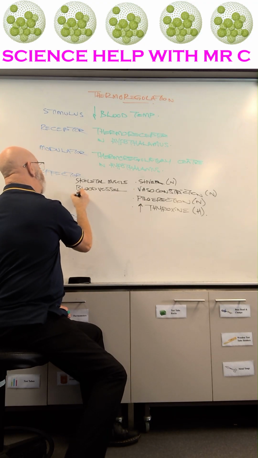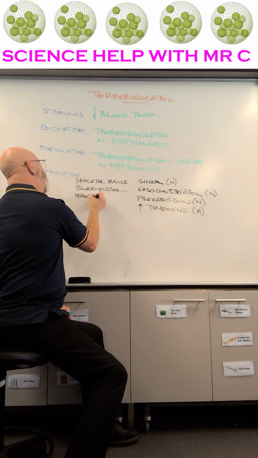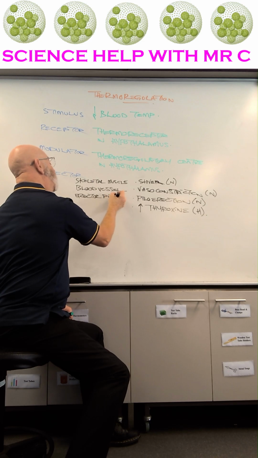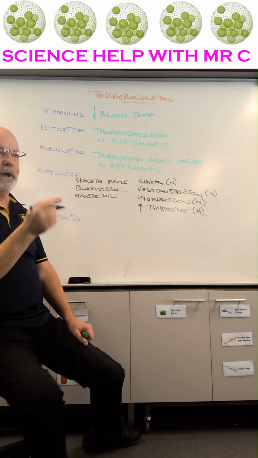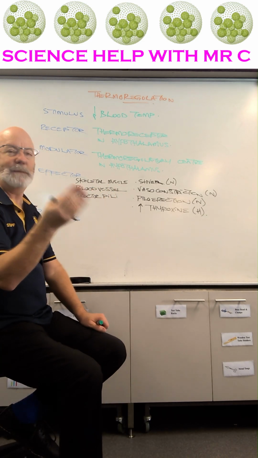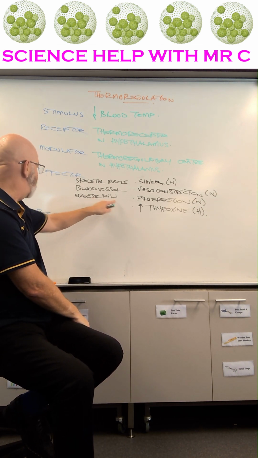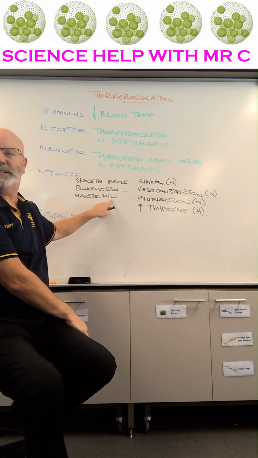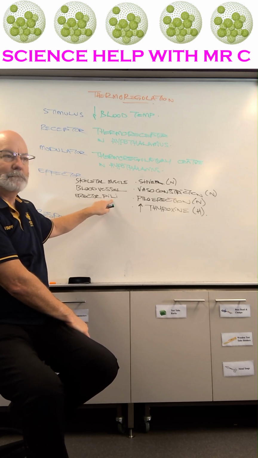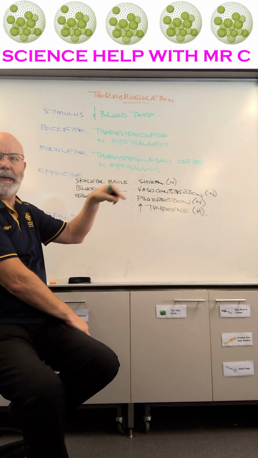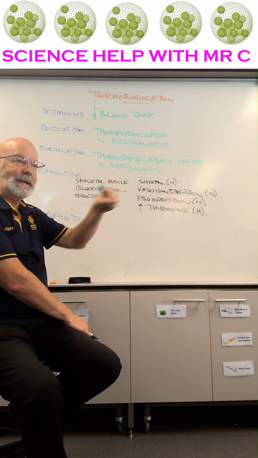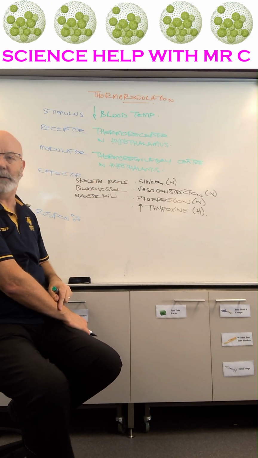Piloerection, again, that's the erector pili. They do accept the word goosebump, although I don't agree with that, because that's a layman's term. The actual effector is erector pili, the muscle at the base of the hair that makes the hair stand on end to trap the air, which you then heat up, and it acts as an insulation layer.